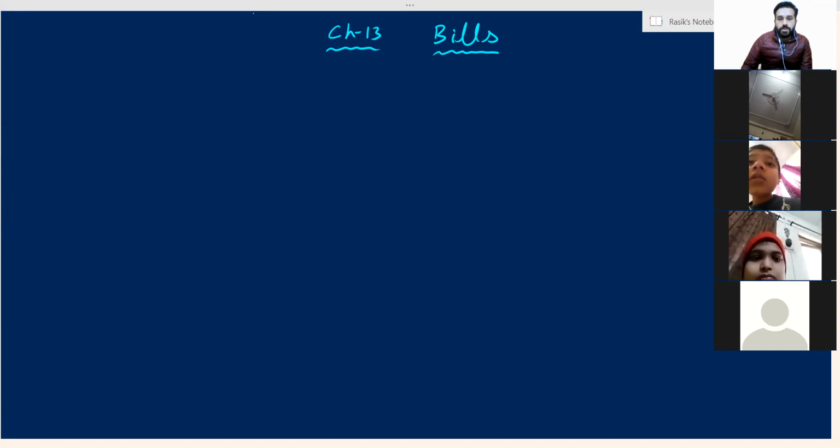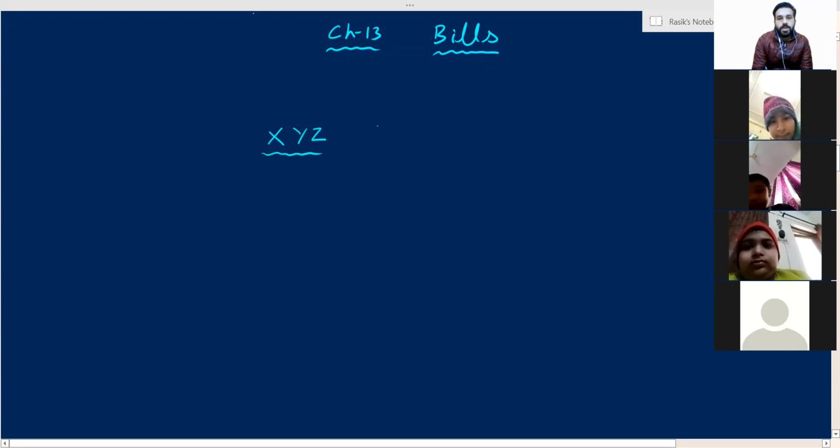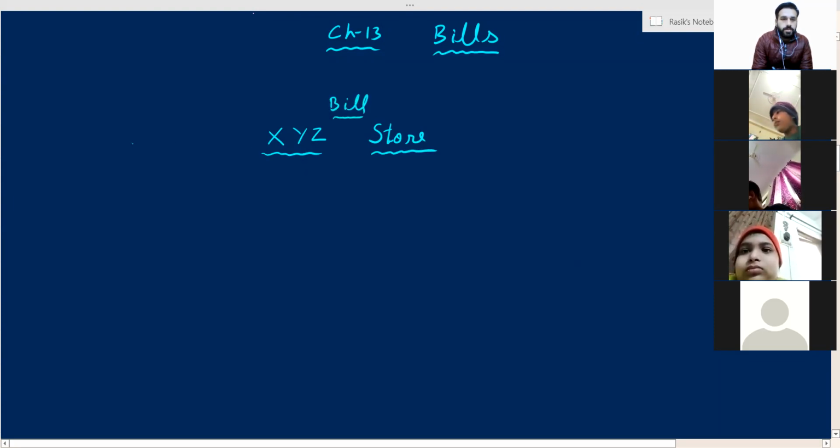So what is a bill actually? I will try to explain it with the help of an example. Suppose I am a shopkeeper and you all are customers. You came to my store. Suppose my store is the XYZ store. This is just an example to explain. So I am going to prepare a bill for you. You are buying something from my store.